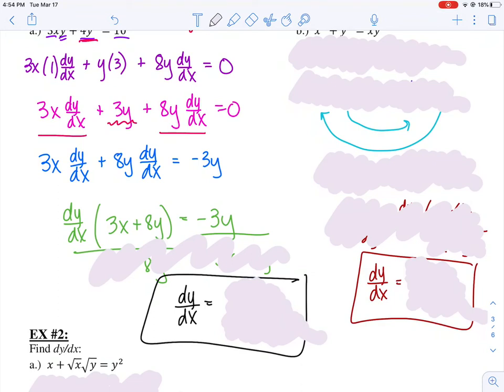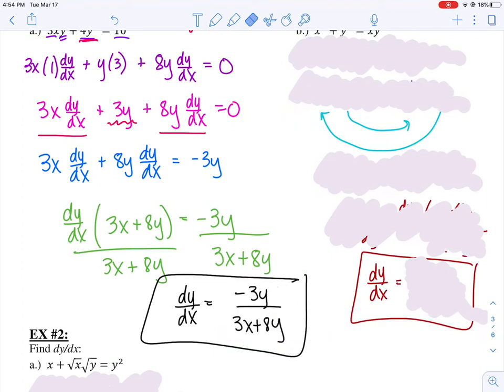Now if I want to get dy dx by itself, can I take that 3x plus 8y that's next to it and just divide it off? And so that's kind of what I did in the next step. Okay, so that means dy over dx is equal to negative 3y over 3x plus 8y. What this really is still is my derivative. So it's still the instantaneous rate of change. It's still my slope of my tangent line. It's still the slope at one point.